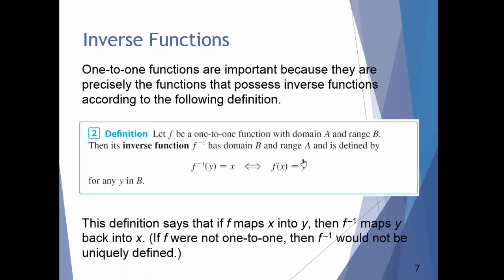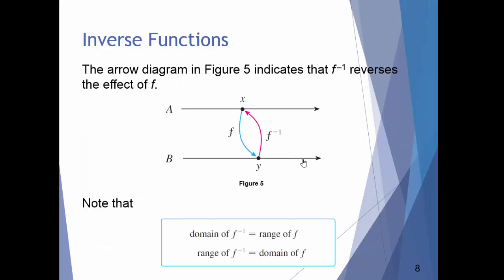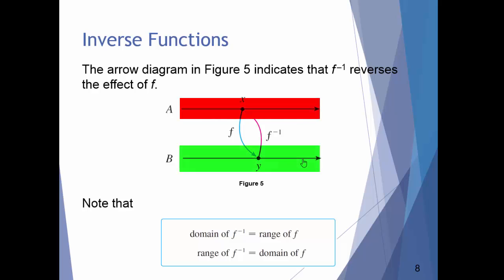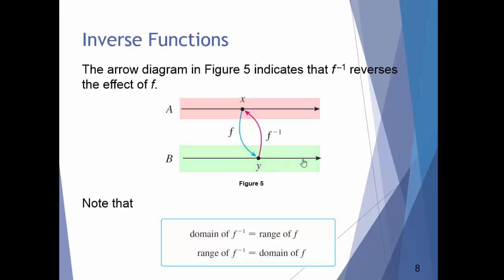So the definition says that if f maps x to y, then the inverse function, f inverse, maps y back to x. And that's why you need these to be one-to-one, because if it weren't, then when it maps back, it wouldn't be unique anymore. So, here's a picture for you: if we had all these values, x's, and all these values, y, f would take x and turn it into y. F inverse takes that y and turns it back into x.